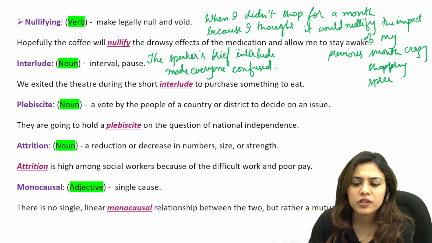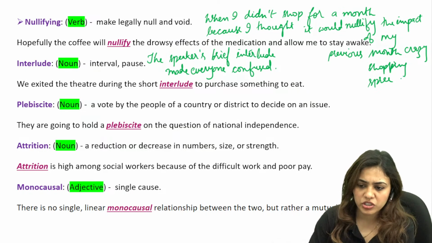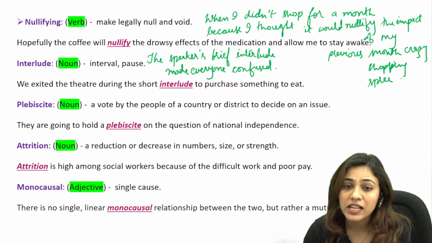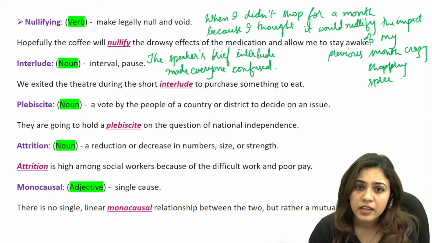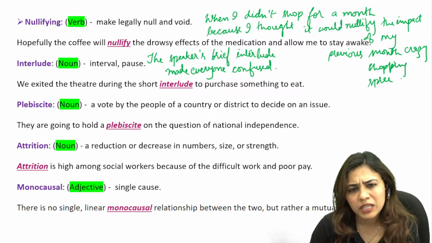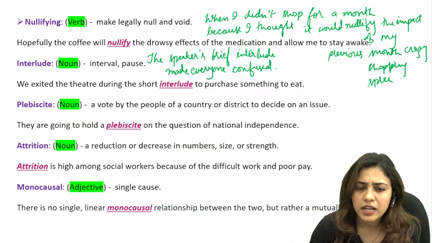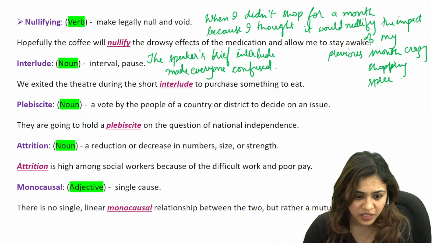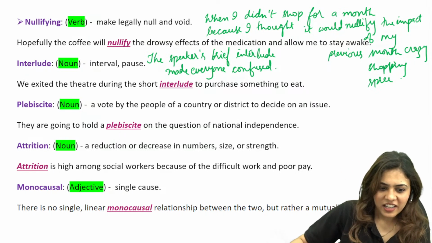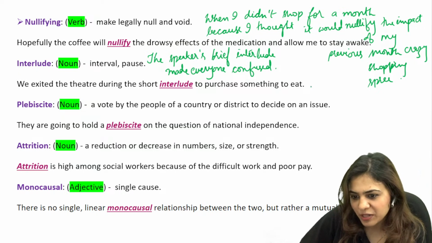They are going to hold a plebiscite, a vote on the question of national independence. The recent plebiscite by the immediate government made everybody wonder whether they had chosen the right government. Okay? Yes, the mango people, Aishwarya, absolutely right.